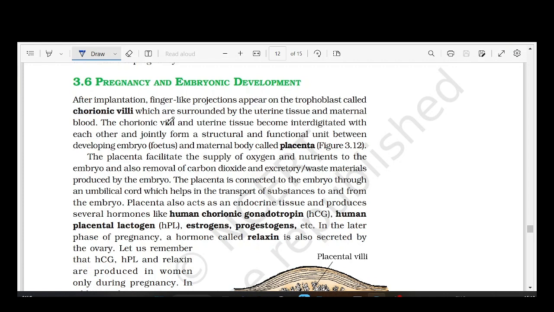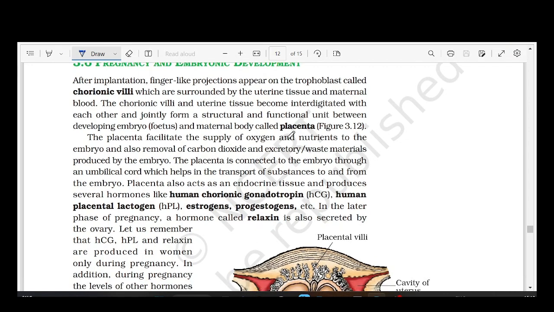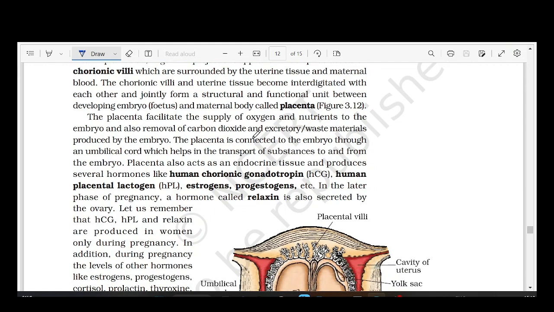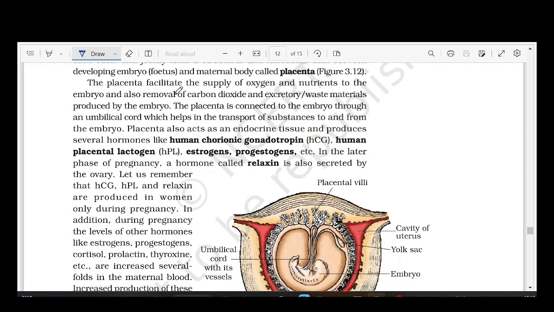Now the chorionic villi of the trophoblast and the uterine tissue become interdigitated with each other and jointly form a structural and functional unit between the mother, obviously, and the baby, like the developing embryo, that is the fetus, and the maternal body. That particular structural and functional unit between the baby and the mother is known as placenta. Now, what is placenta?